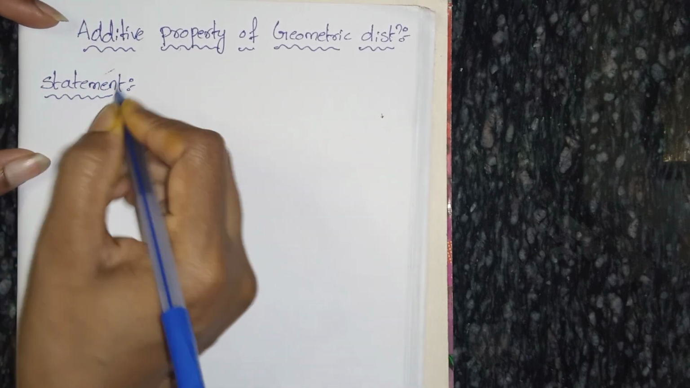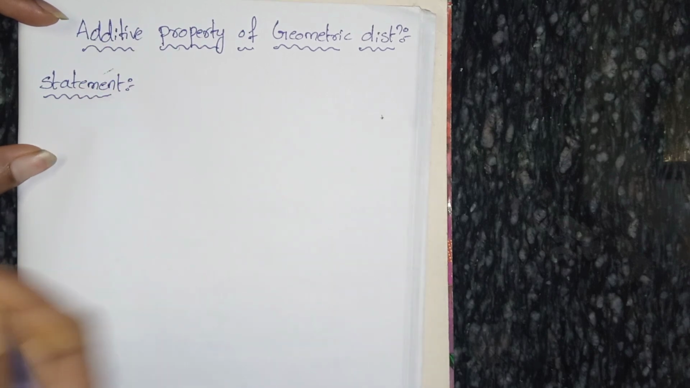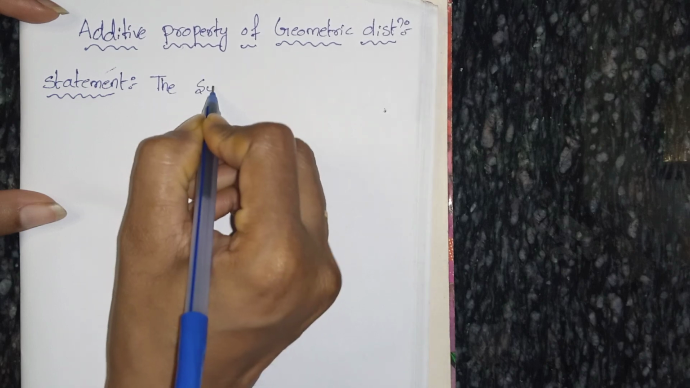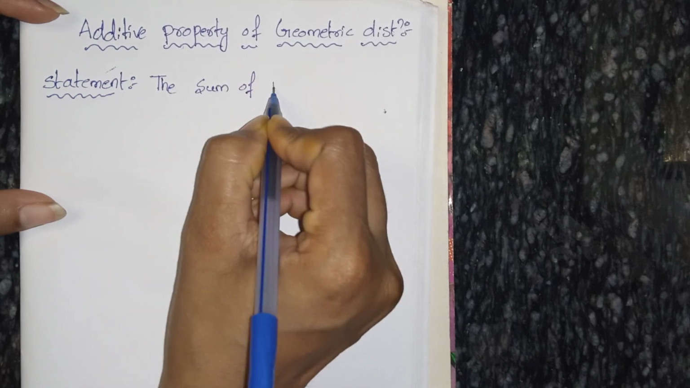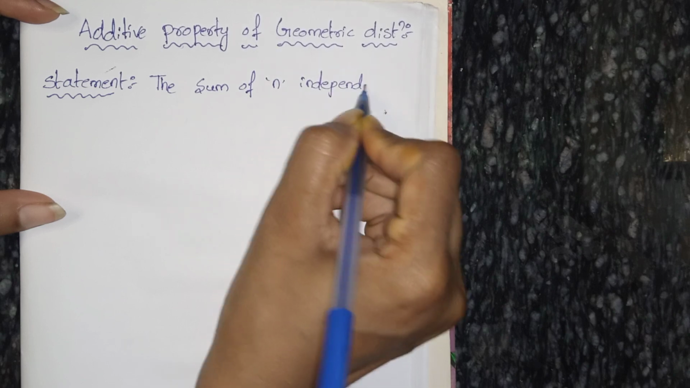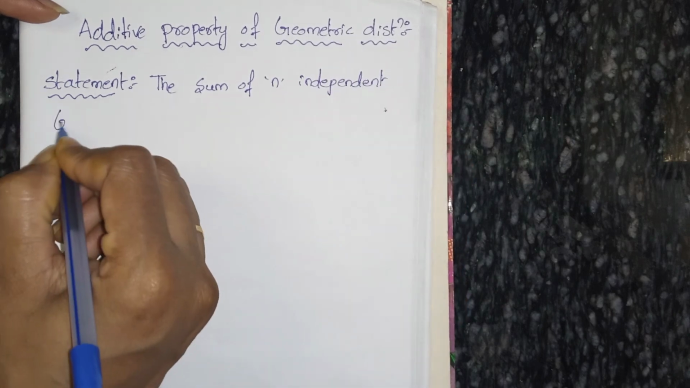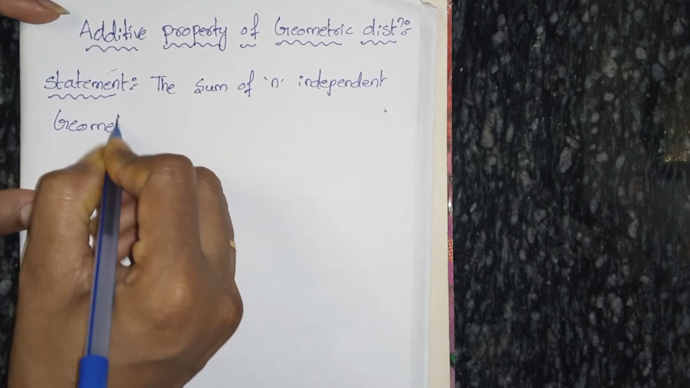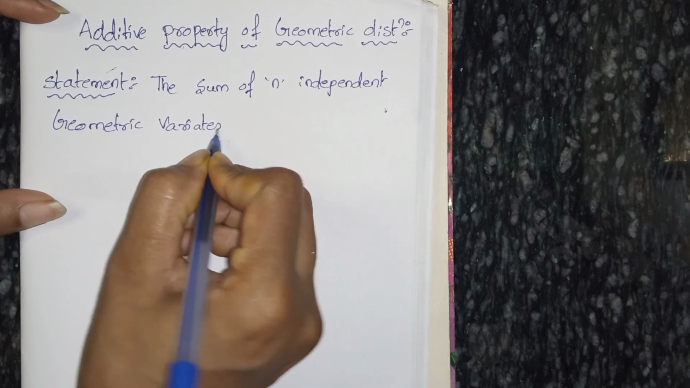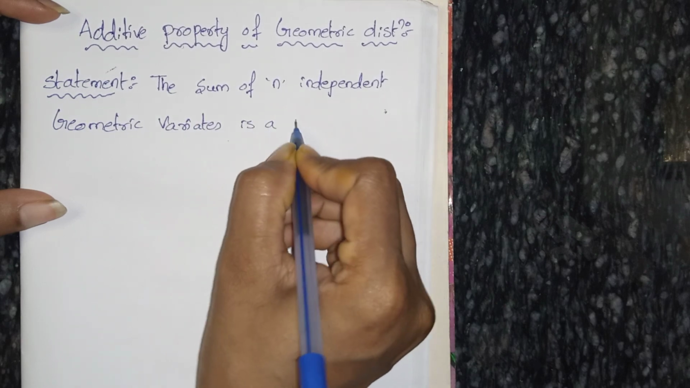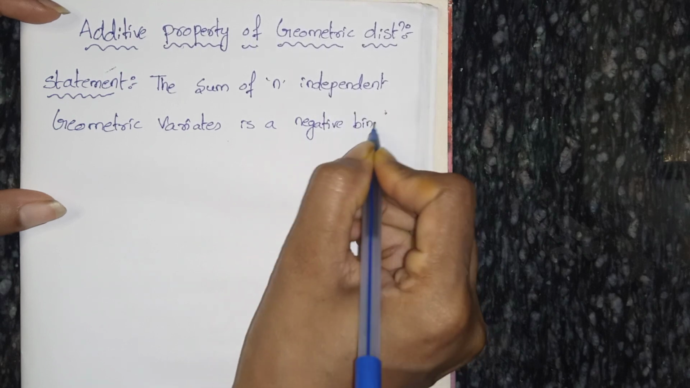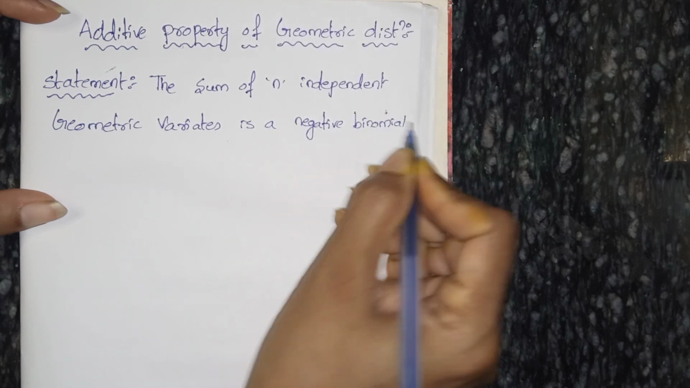So we all know that additive is nothing but the sum. The sum of independent geometric variates is a negative binomial variate.